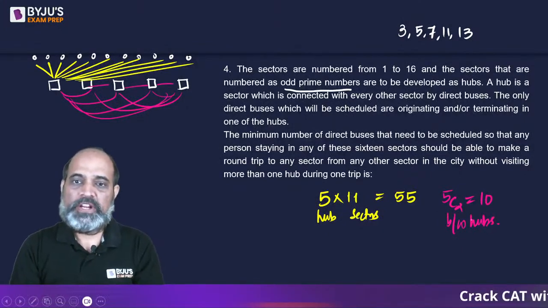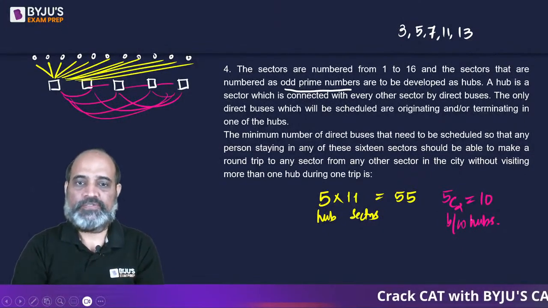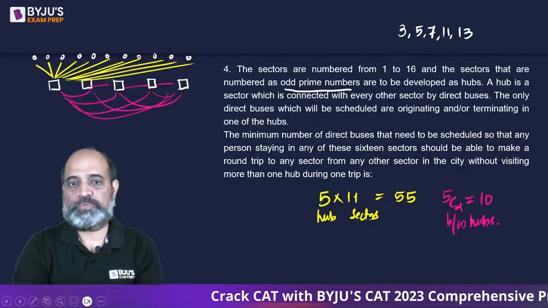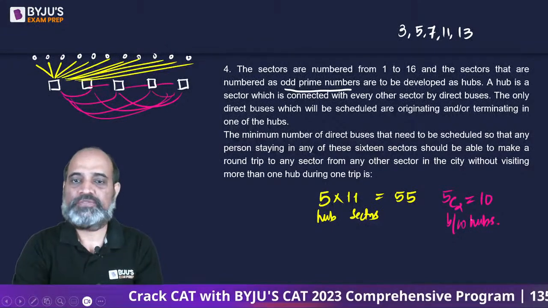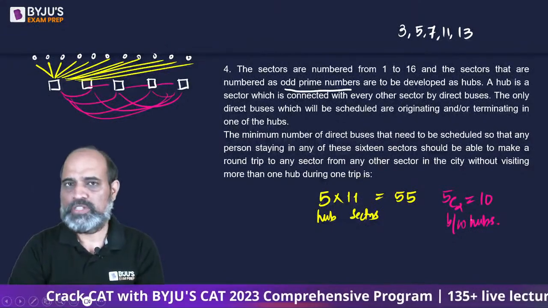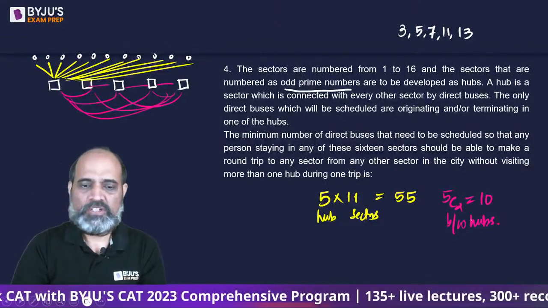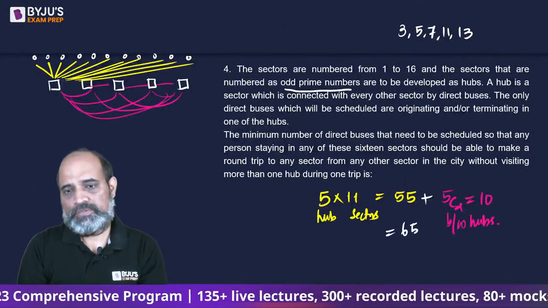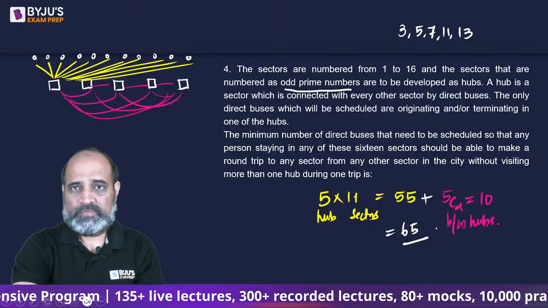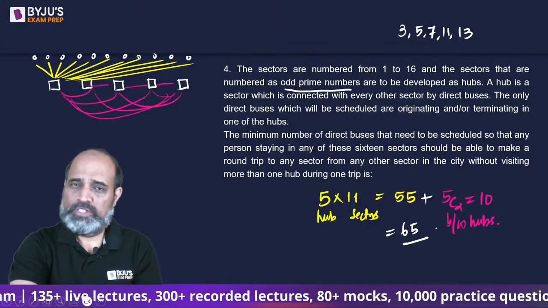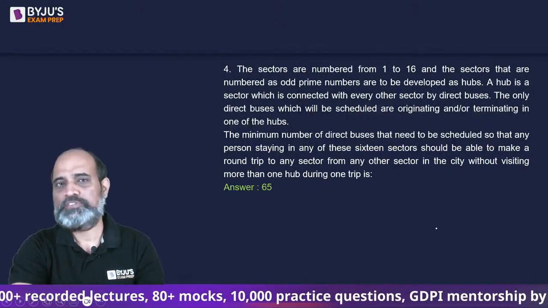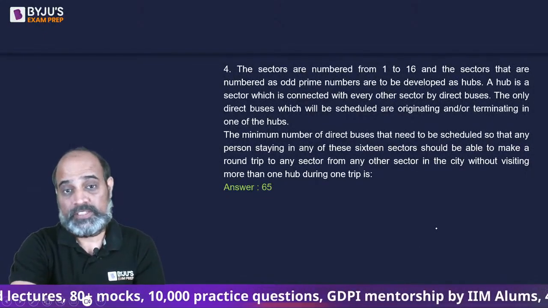So the minimum number of direct buses that are needed so that any person staying in any of the 16 sectors should be able to make a round trip to any sector in any city without visiting more than one hub in one trip is a simple sum of these two, 65. Same as the previous questions, but the number of hubs has changed, so the number of sectors will change.